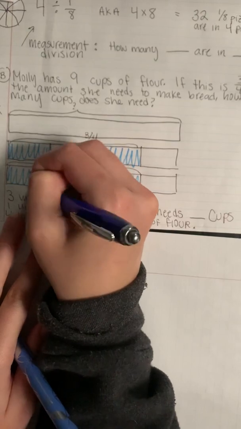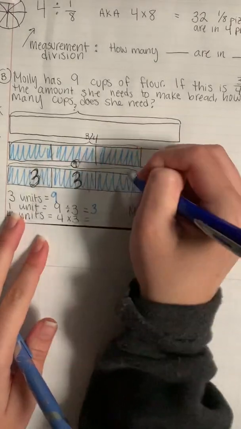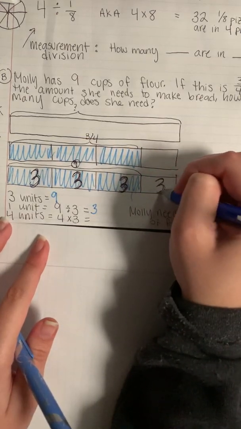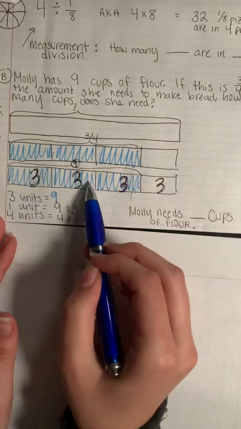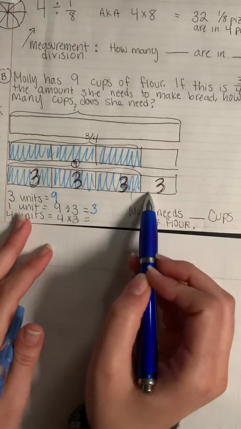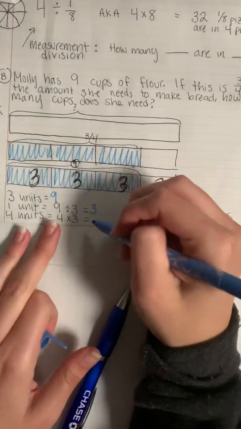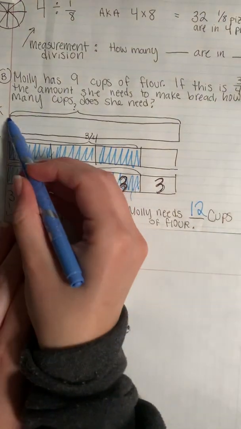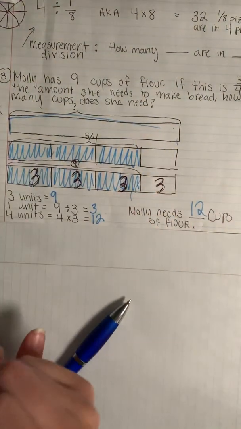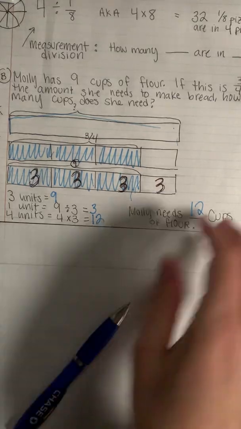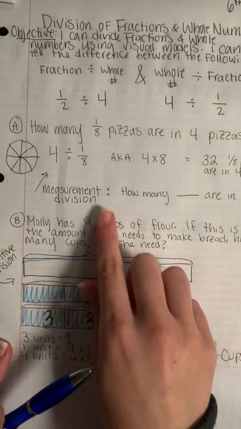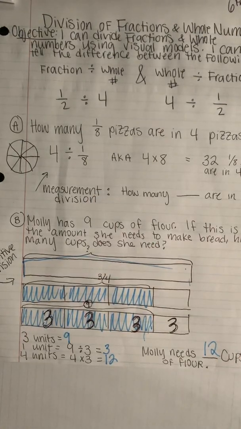This is 3 cups. This is 3 cups. This is 3 cups. And so if I had all of my units, 3 plus 3 plus 3 plus 3, or 3 times 4, is equal to 12. So I know now that Molly needs 12 cups of flour, and that is the entire tape diagram figured out. So that partitive division problem makes us think a little bit differently than this measurement division problem that we did above.